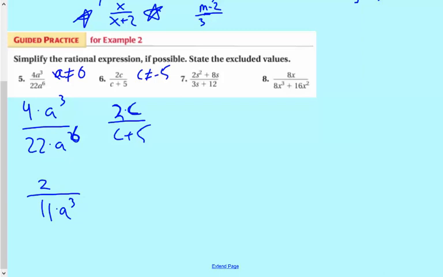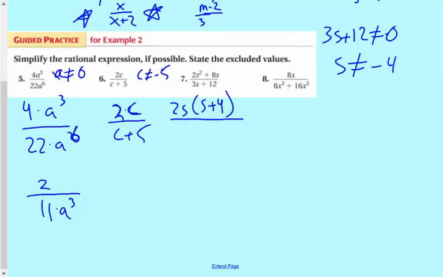For number 7, 3s plus 12 cannot be equal to 0, so that would mean s cannot be equal to negative 4 if you subtract the 4 and divide by the 3. I'm going to factor out the GCF here. I'm going to factor out 2s out of the numerator. If I factor out 2s, it becomes s plus 4. If I factor out a 3 out of the denominator, it becomes s plus 4. Interesting. So I have 2 times s plus 4. I have 3 times s plus 4. The s plus 4s are the same, so I can reduce those. I have 2s divided by 3 for my final answer.